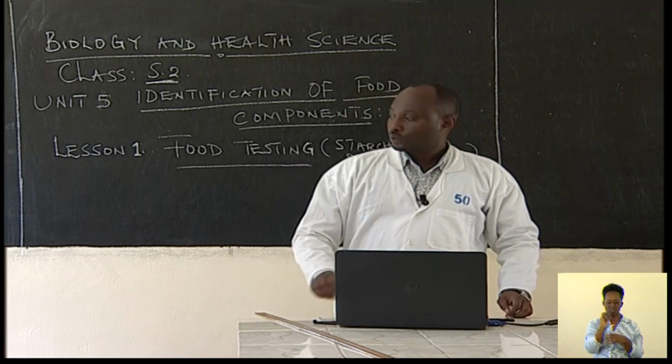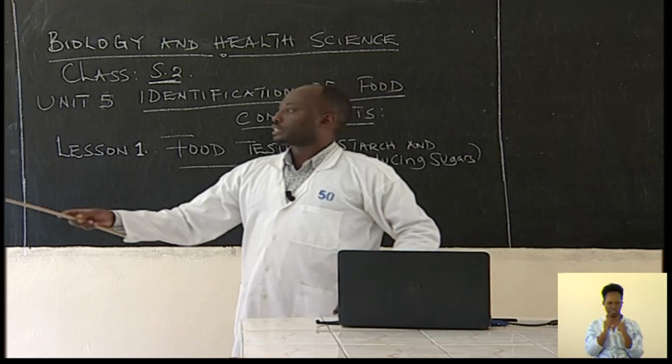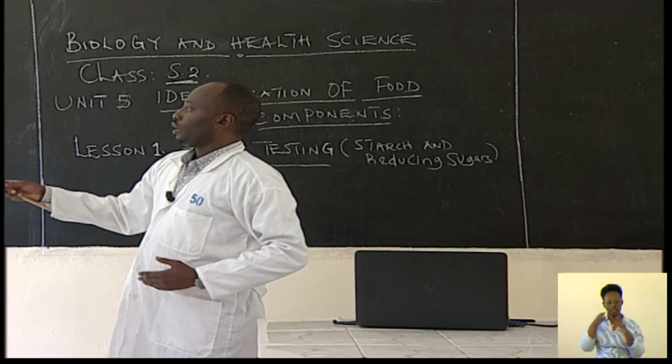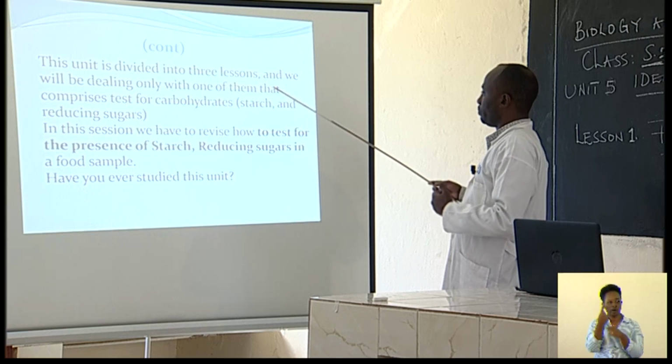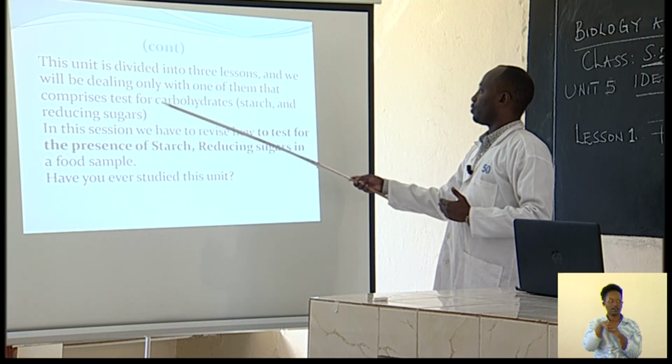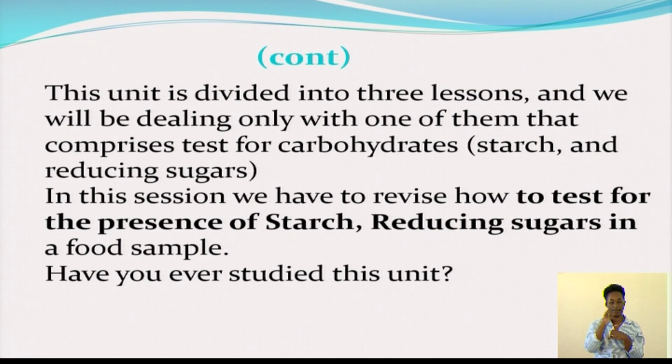Let's go to the second step. This unit is divided into 3 lessons. And we will be dealing only with one of them, which comprises testing of carbohydrates, starch, and reducing sugars, as I mentioned earlier. In this lesson, we have to revise how to test for the presence of starch in food. How can we know that the food contains starch? Because we normally eat very different kinds of food that contain starch.